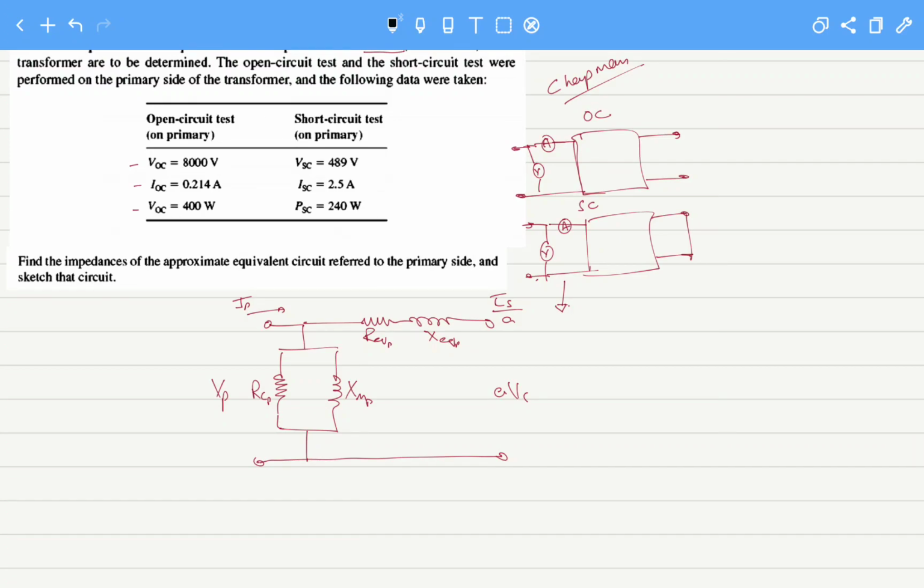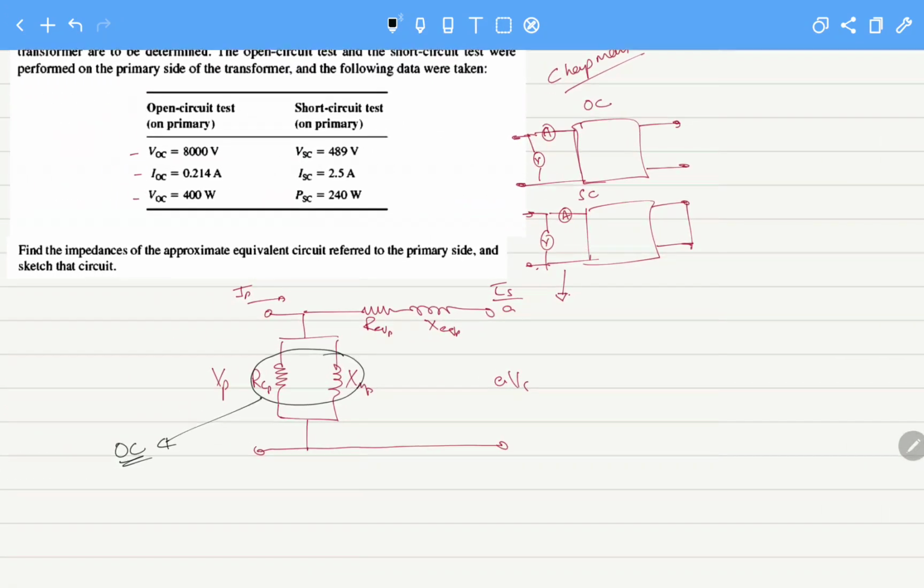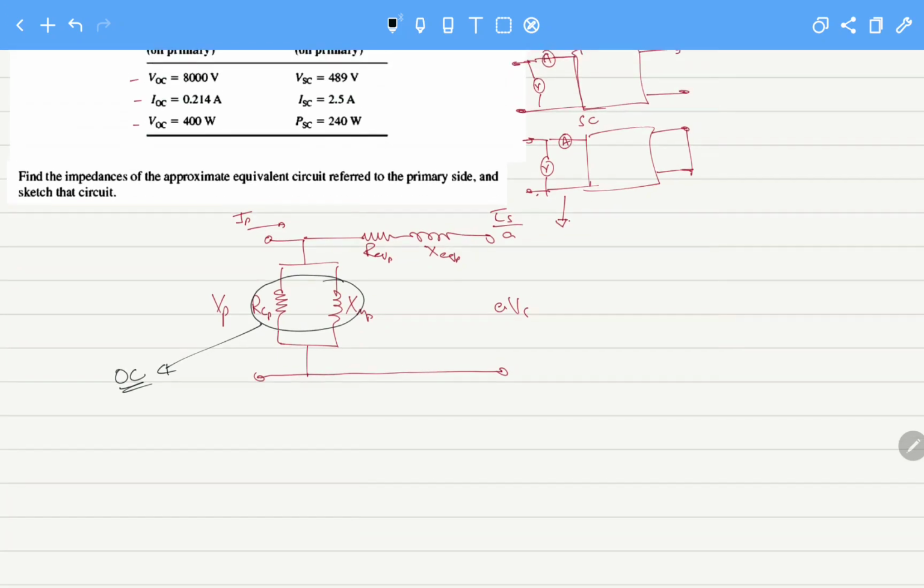The values of all these components can be calculated by two methods that I have also shown in the first part of the video lecture series. So to calculate the magnetization branch, we use the open circuit test, and for the open circuit test we know that what we need is theta equals cos inverse of POC over VOC IOC, and we then calculate the admittance, that is IOC over VOC, and the angle with the minus sign comes like this.